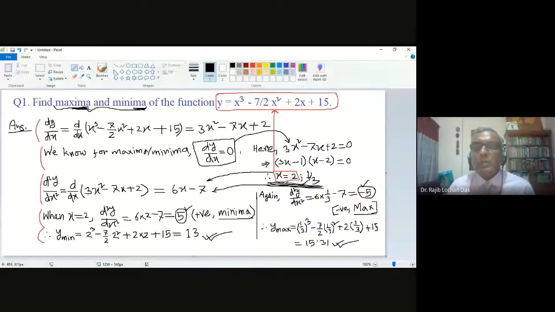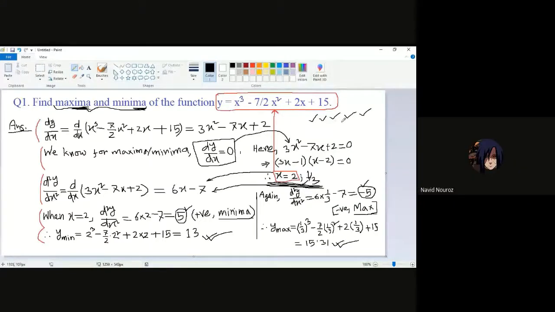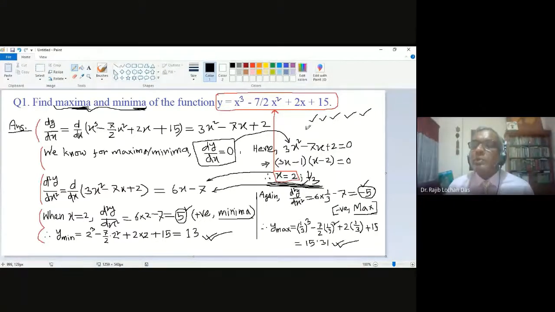Two minima will never come. There will be always alternate. That means one will be maxima, so you are sure that the other will be minima. So if you have 4 x values, okay, so there will be 2 maxima, 2 minima. If you have 5 x values, then there will be 2 maxima, 3 minima, or 2 minima, 3 maxima. Alternate. If the first one is max, then second one will be min. Again max and again min, like that.